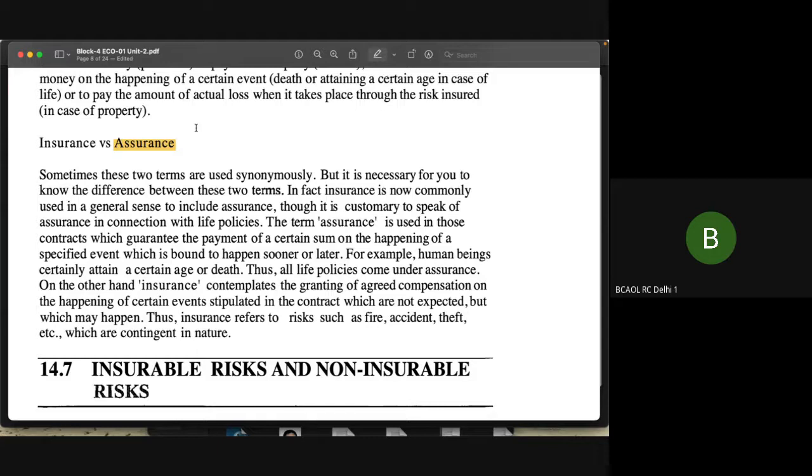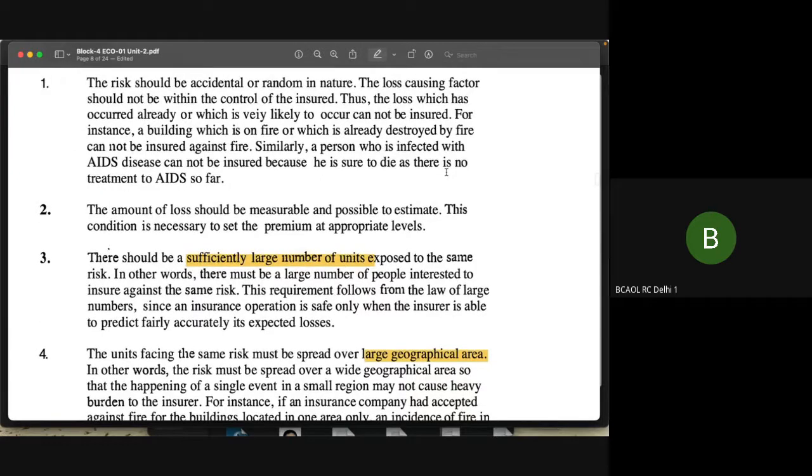Okay. Insurable and non-insurable risks. See, insurance is a business. At the end of the day, they are sitting there to earn money. They are not idiots. They are not crazy people who want to do good for you. No, they want to earn money. So they will be insuring things which they know has a high probability of making them pay money.